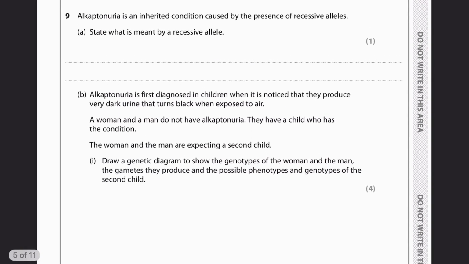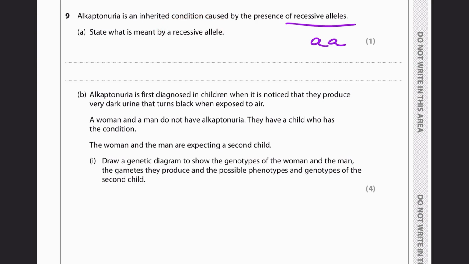Okay, great. So now we should go through this more quickly. Another question. Here it says alkaptonuria is an inherited condition caused by a presence of a recessive allele. So therefore, you already start to know that recessive means it's got to be two small letters, right? So small a. That is a disease. And it asks you what is a recessive allele.